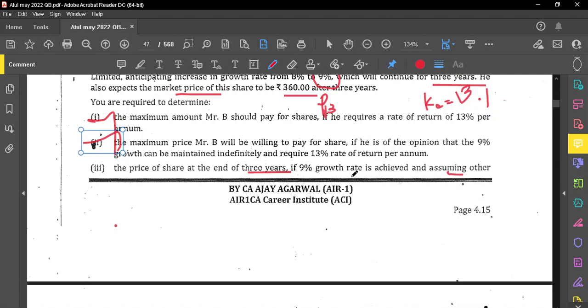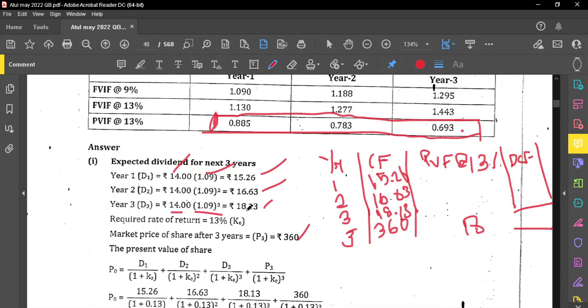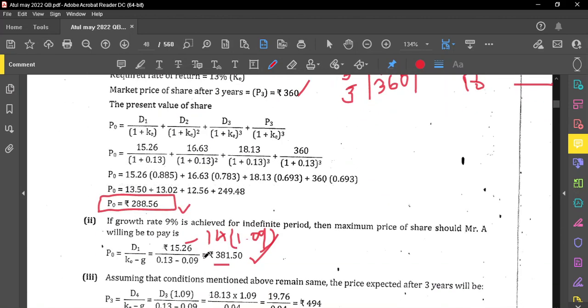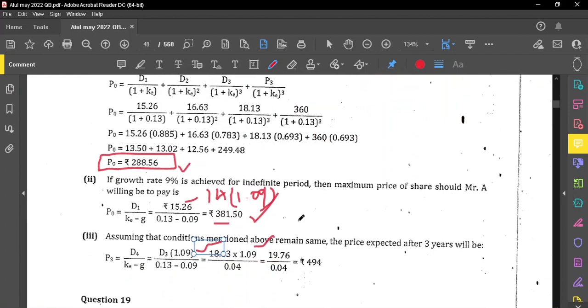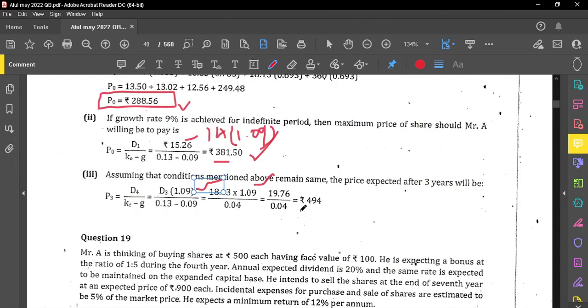If we want to identify the price at the end of year 3, P3 equal to D4 divided by KE. How do we find D4? 18.13 multiplied by 1.09 will provide you the D4, which is 19.76, divided by KE minus G, which is 13% minus 9%, which is 4%. Totally it provides you 494.